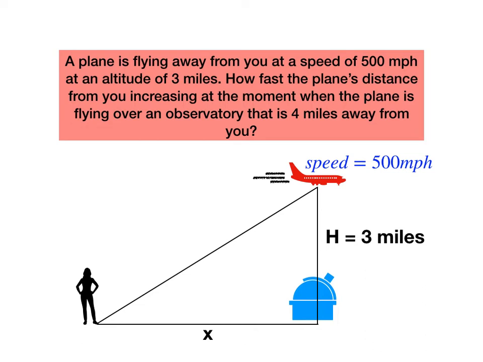Right, and then you're wondering how fast the plane's distance from you is increasing at the moment when the plane is flying over an observatory that is 4 miles away from you. So we call the distance between you and the observatory the distance x, and the distance between you and the airplane is distance y. And the question is how fast the distance y is increasing.